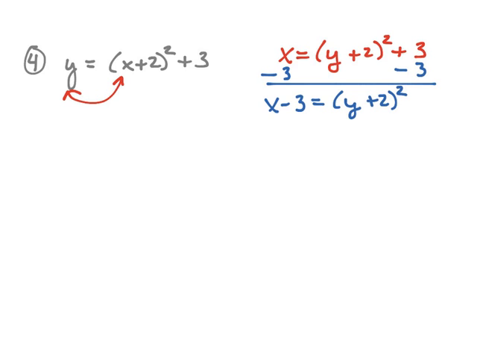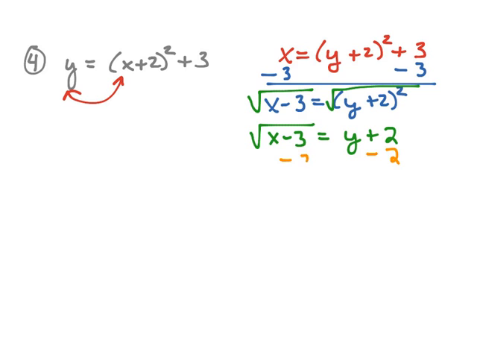Alright, so now what I need to do is take care of these parentheses. Notice what they're doing to the parentheses is they're squaring. And the opposite of squaring something is to take the square root. So I'm going to come over here and take the square root of both sides, which means I now have the square root of x minus 3. And when I take the square root of this y plus 2 squared, I'm left with y plus 2. The squared and the square root cancel each other out. Alright, so at this point I'm almost done. I almost have that y by itself. The last thing I'm going to do is come over here and subtract 2.